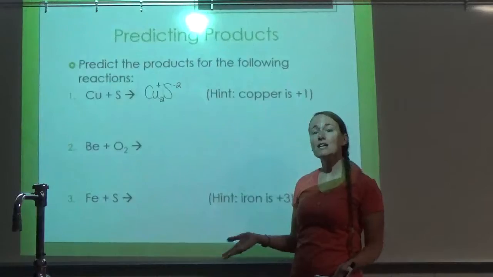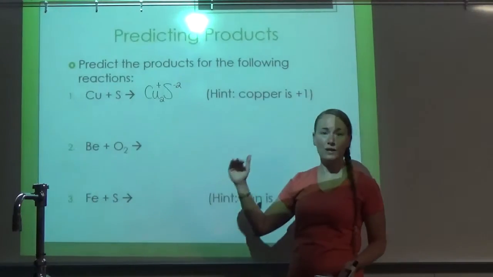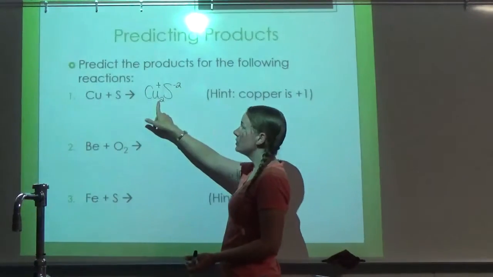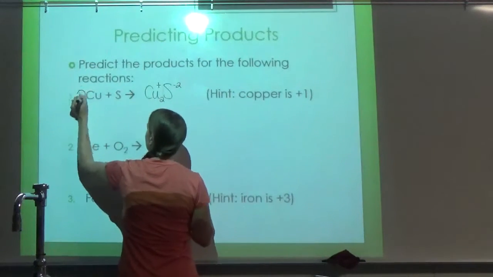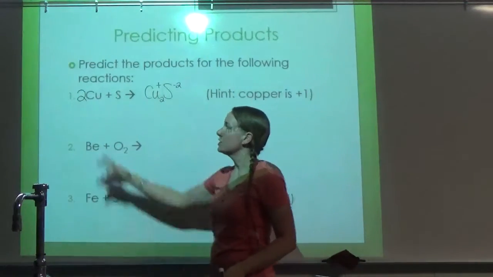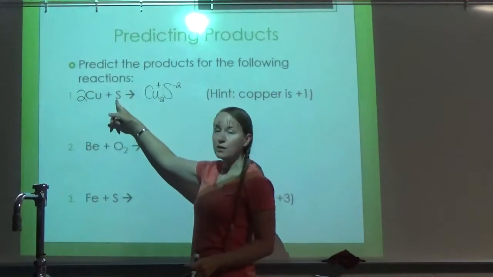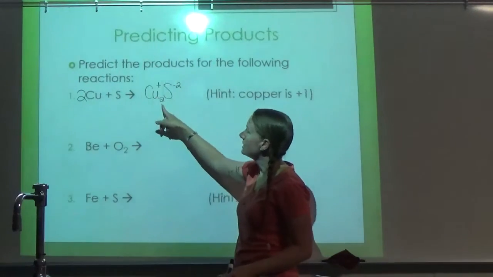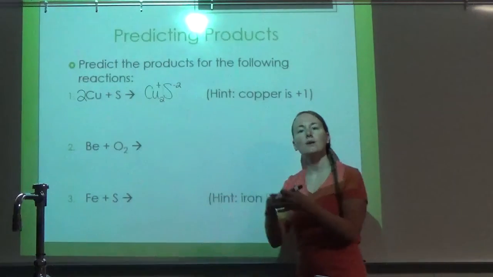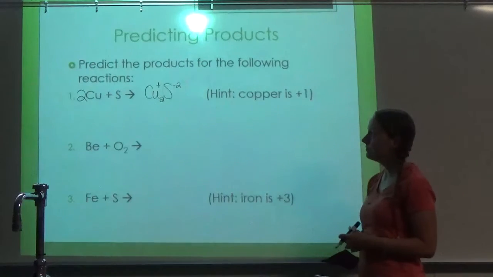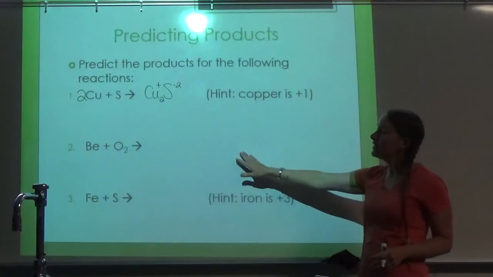Well, once you're done, you go back and balance the whole reaction. So see, now I have 2 copper, so I put a 2 in front right here. So what that means is 2 coppers will bond with 1 sulfur to form Cu2S. So 2 come together as 1. All right? So let's look at our next one.